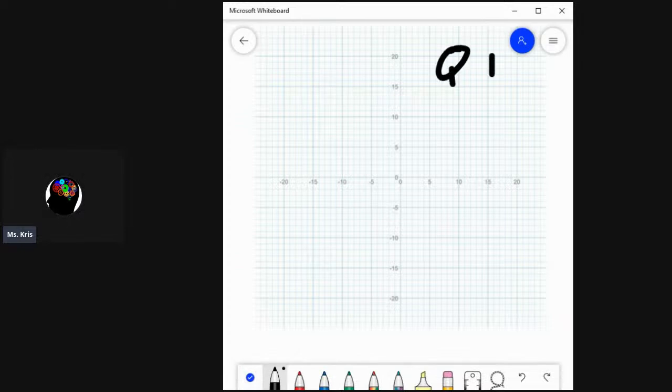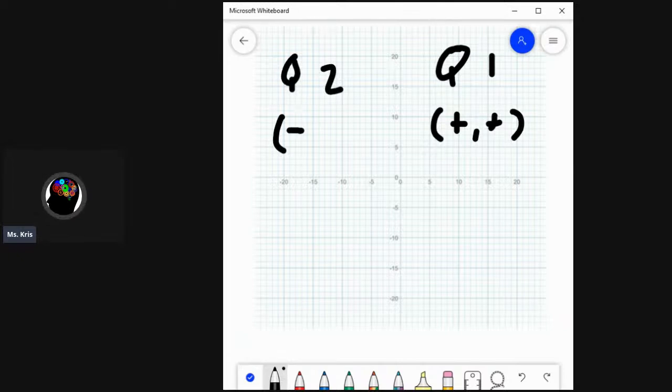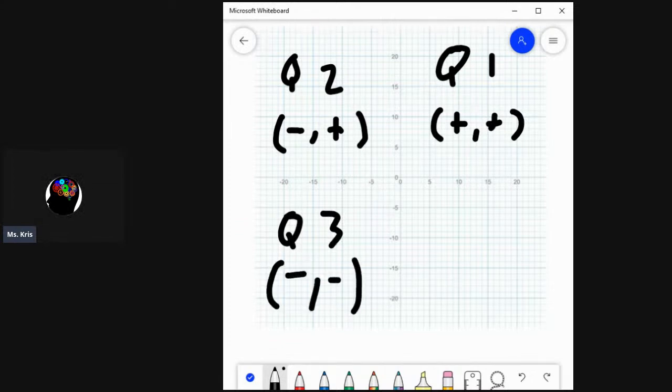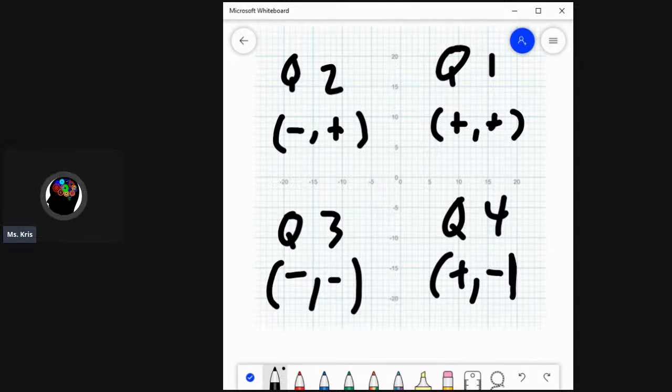Q1, which is all positives. Q2, which is where all the x's are negative, but my y's are positive. Q3, which simply means all of them are negative. And then Q4 is when my x's are positive, but my y's are negative. Now remember, you always write your coordinates by first finding the x, then finding the y.